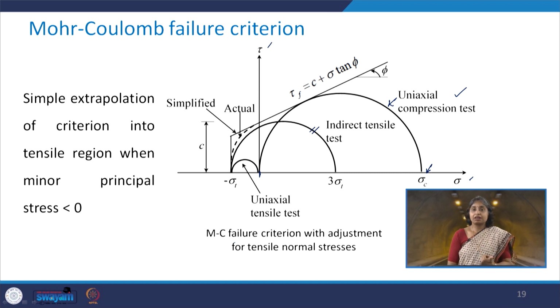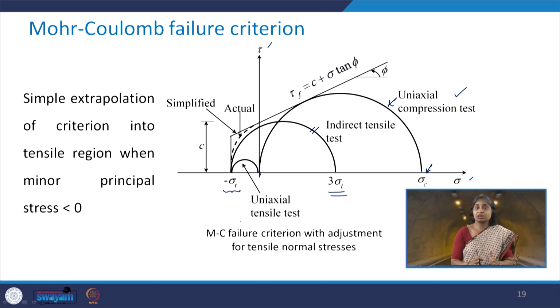If you have conducted the Brazilian test, that is one of the indirect tensile tests. In that case, you get the major principal stress as 3 times sigma t, which is the tensile strength of the intact rock, and the minor principal stress, take a note here that it is negative, is equal to the tensile strength of the rock.